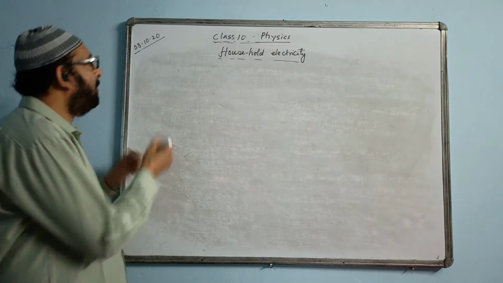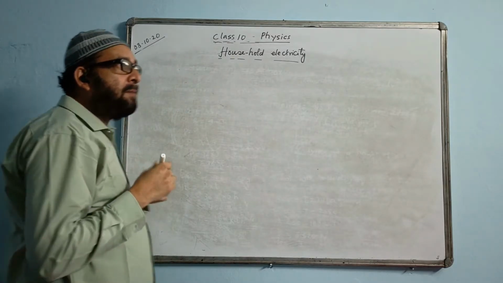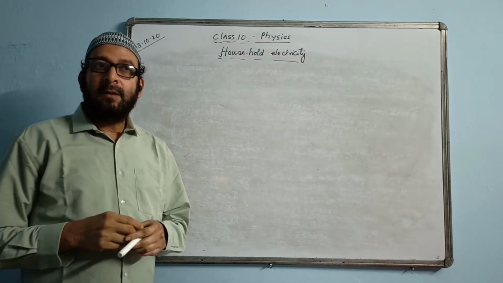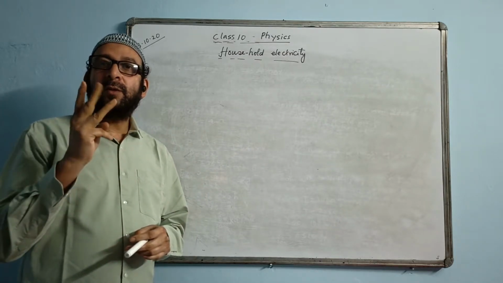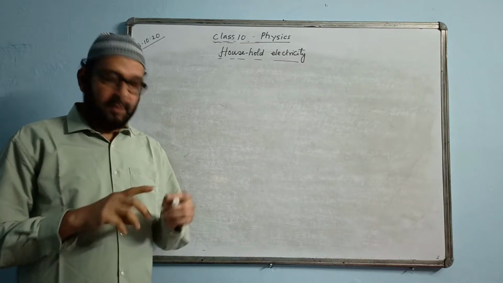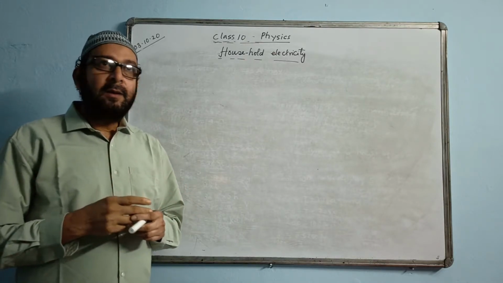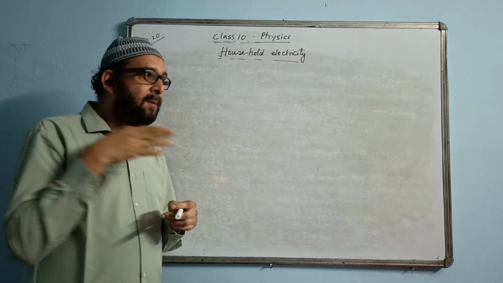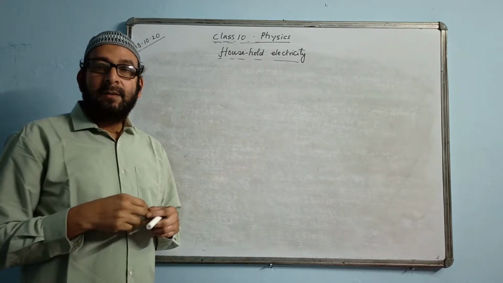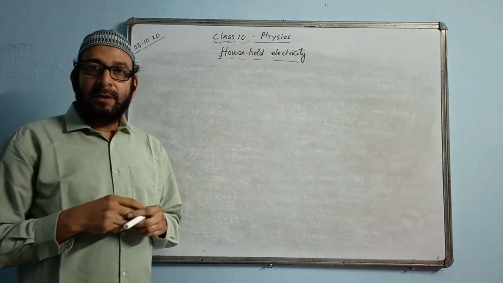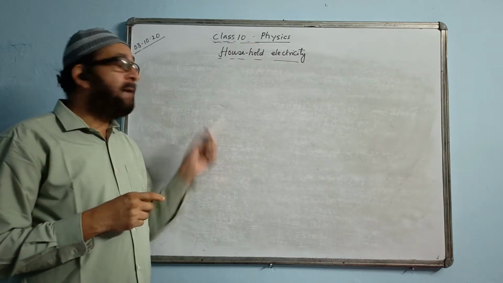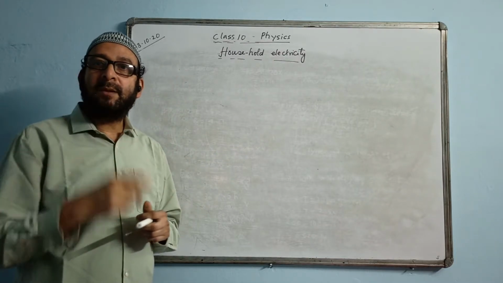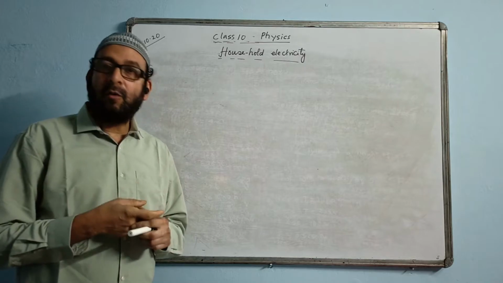Now we have to learn about the types of wiring which we do at home. Last time I taught you there are two types of combination of resistance. One is series, one is parallel. In series, all the appliances will be receiving the same current. They all will be on the same line. In parallel, currents are divided, whereas voltage remains the same. So we got two types of combination: series combination and parallel combination.